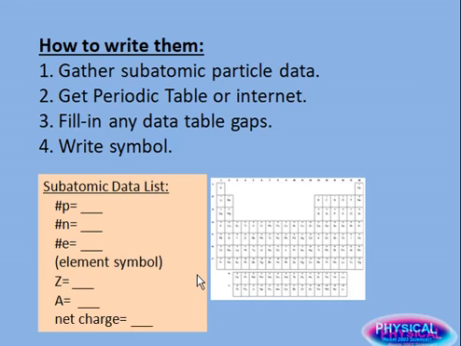All right, so how do we write atom or ion notations? Here are the steps, and they're fairly straightforward. Again, we have to have a certain amount of information on hand. First, we gather the subatomic particle data.